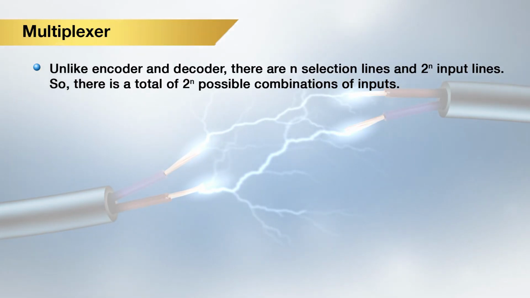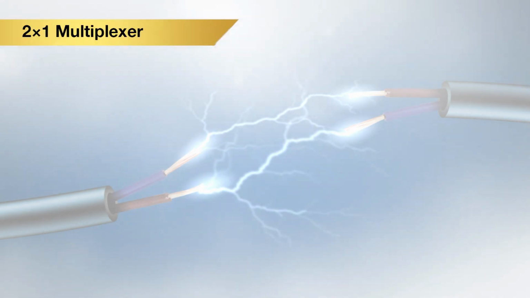Unlike encoders and decoders, there are n selection lines and 2 to the power of n input lines. So, there is a total of 2 to the power of n possible combinations of the input. So, let us discuss the 2x1 multiplexer here.